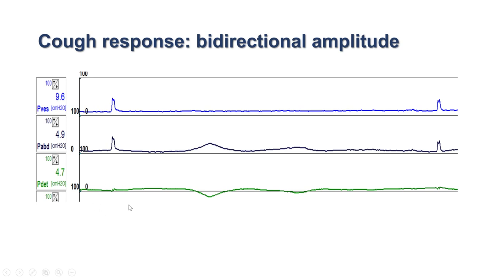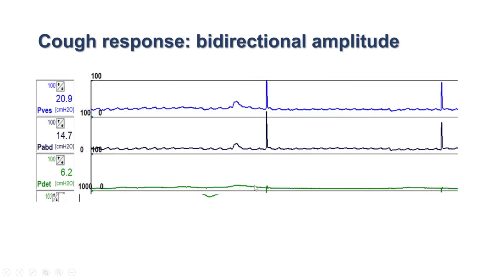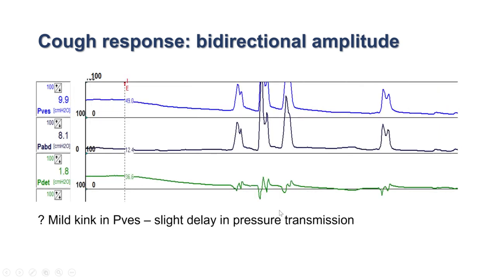and ideally there is either no response in P det while coughing, or there can be a small, up to 5 centimeters of water, sharp bidirectional movement. This kind of bidirectional movement in the PDET during coughing is acceptable, but unidirectional movements are not acceptable, and we should look for any kinking or any air bubble in one of the channels.